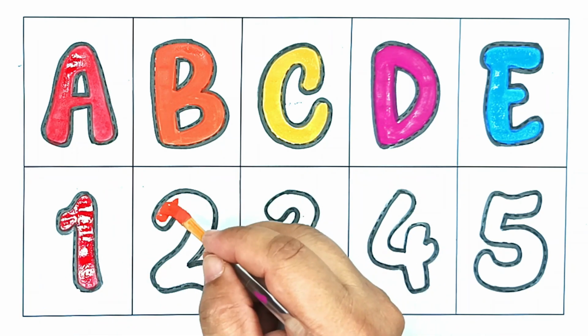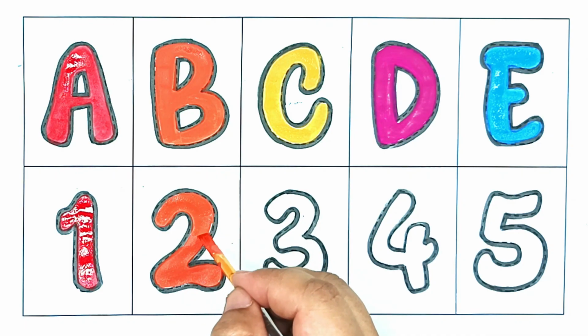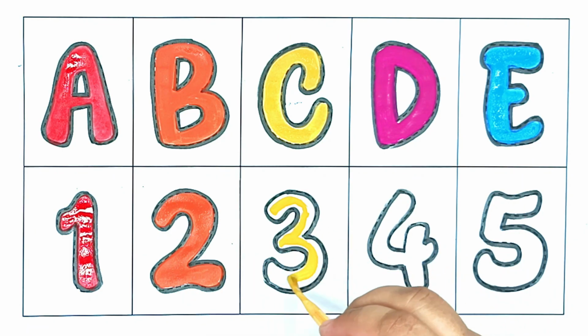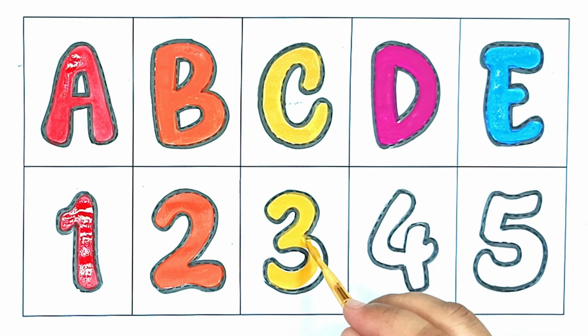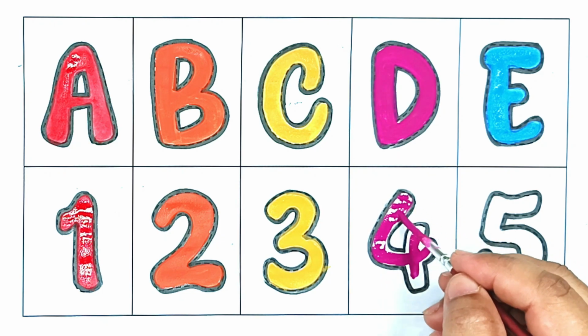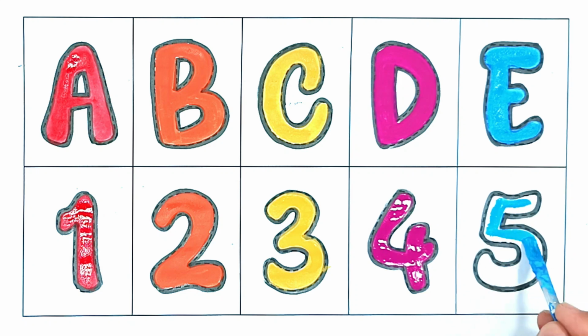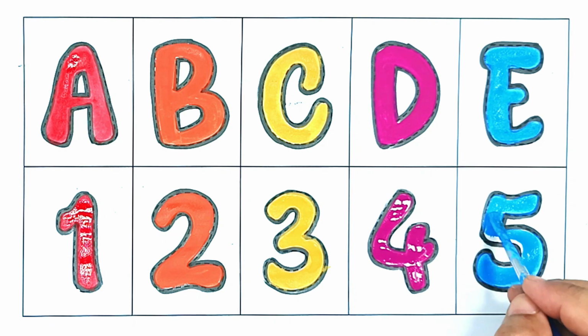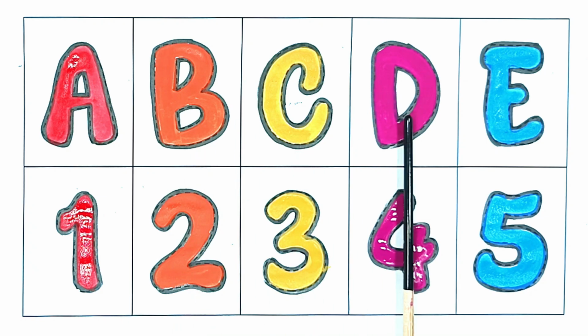1, 2, 3, 4, 5, A, B, C, D, E. 1, 2, 3, 4, 5.